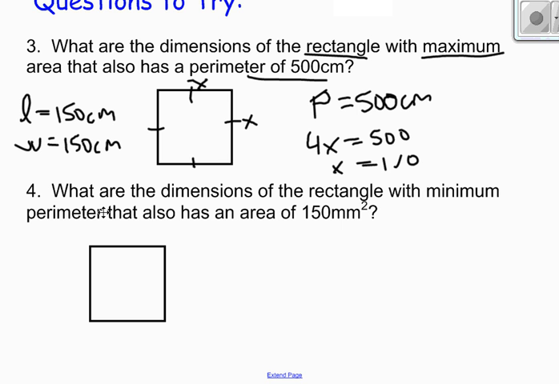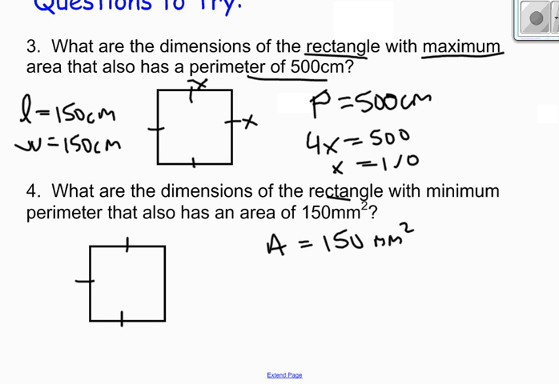Next one. What are the dimensions of the rectangle with minimum perimeter that also has an area of 150 millimeters squared? Well, a rectangle with minimum perimeter, we know we have a square. Now this time I know the area. The area is 150 millimeters squared. And again, I also know that I have a square.